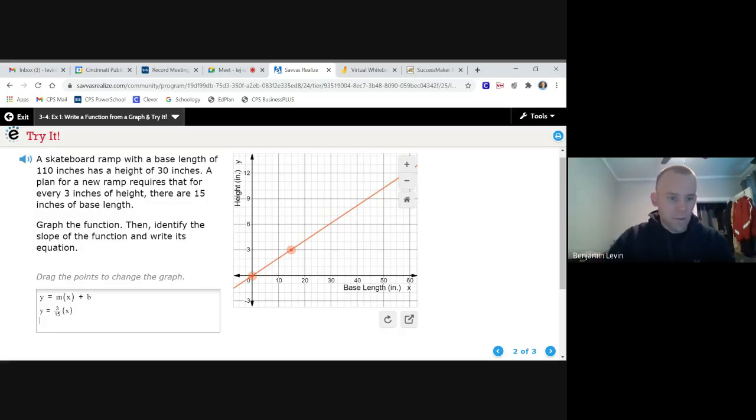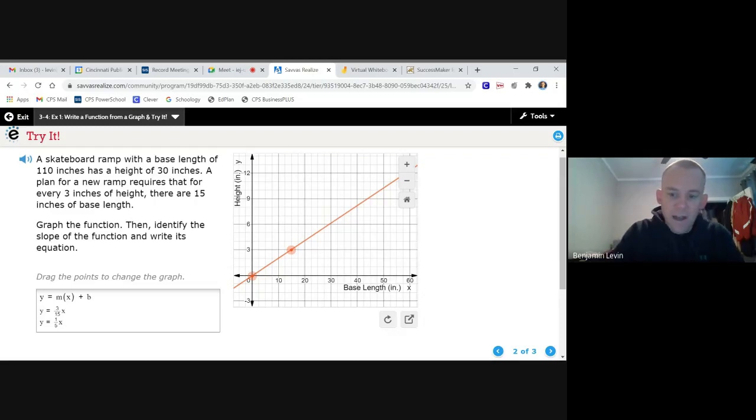Now, technically, you could reduce this as well. 3 over 15. 3 and 15 are both divisible by 3. 3 divided by 3 is 1, and 15 divided by 3 is 5. So when we reduce this, our linear equation is going to be y equals 1/5 x. 3/15 x is technically correct, but we need to reduce it. Our reduced final equation for this line is y equals 1/5 x.